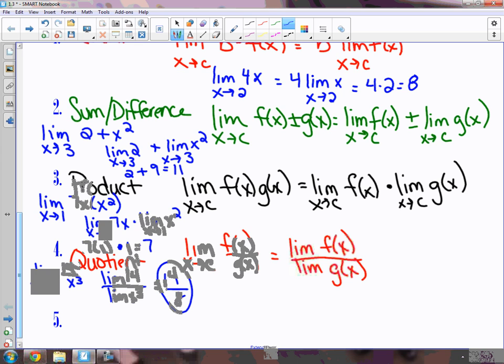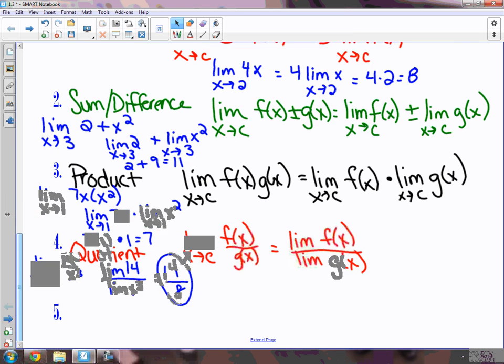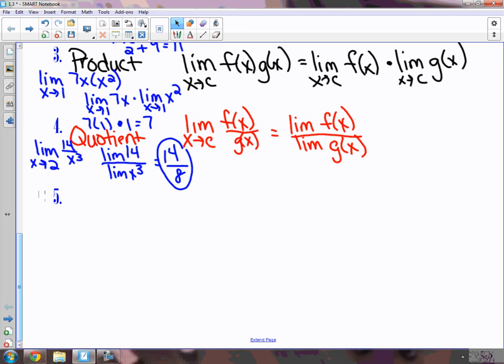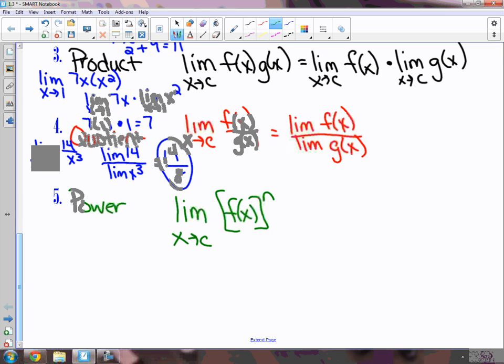Okay, then one more property, and this is going to be the power property. And this says that if we take the limit of a function to some power as x approaches c, we can take the limit of just that function and then apply the power at the very end, if we do order of operations with that.